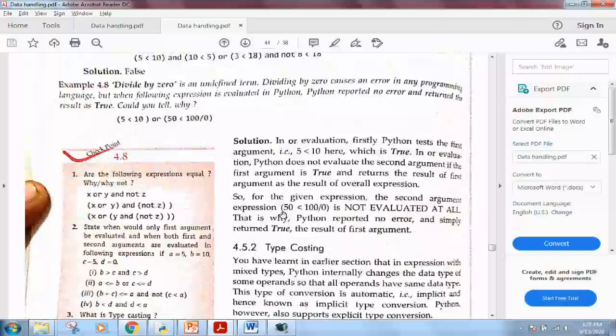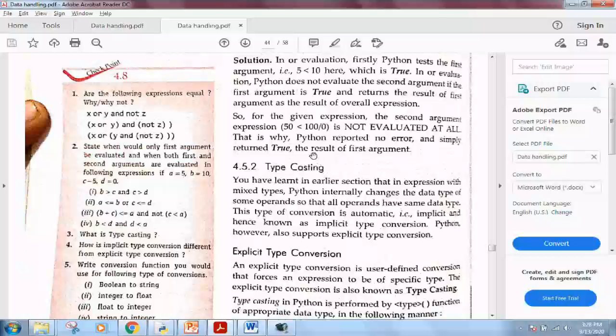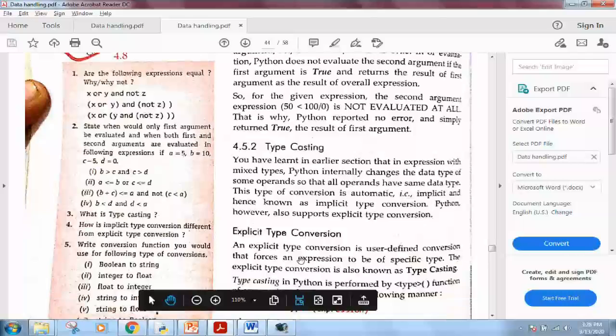Now I am coming to one very important topic, that is typecasting. Typecasting is explicit type conversion by the Python programmer according to their requirement. Earlier you saw that Python internally changes the data type of some operand so that all the operands have the same type. That was done automatically and is known as implicit. But a user-defined conversion that forces an expression to a specific type is also called typecasting.